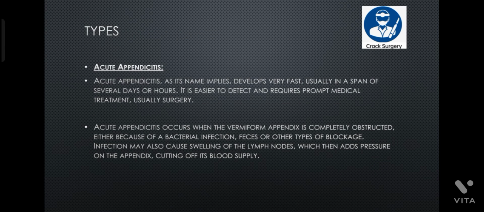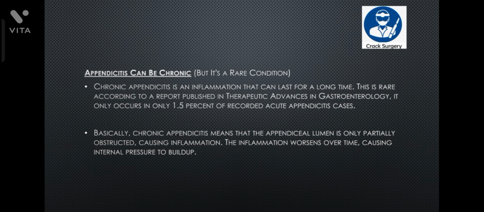Types of appendicitis. First is acute appendicitis. Acute appendicitis, as its name implies, develops very fast, usually in a span of several days or hours. It is easier to detect and requires prompt medical treatment, that is surgery. Acute appendicitis occurs when the vermiform appendix is completely obstructed, either because of bacterial infection, feces, or another type of blockage. Infection may also cause swelling of lymph nodes, which then adds pressure on the appendix and cuts off its blood supply. Appendicitis can be chronic, but it's a rare condition.